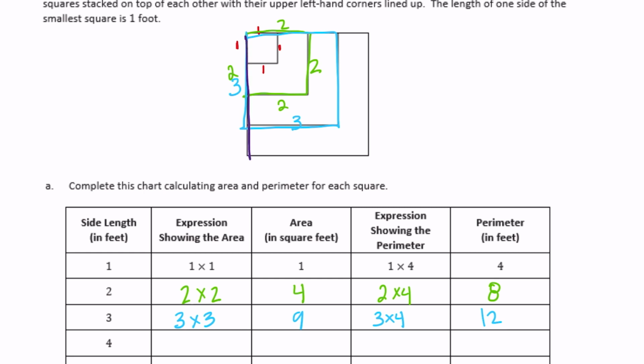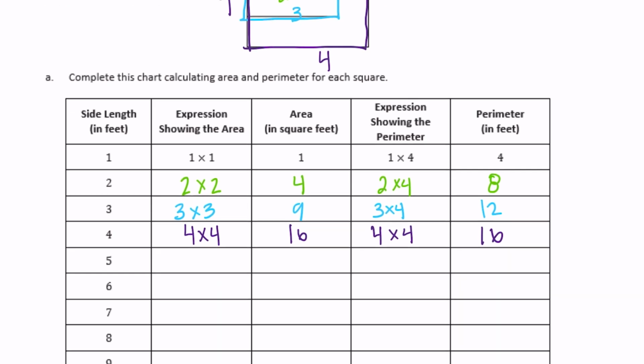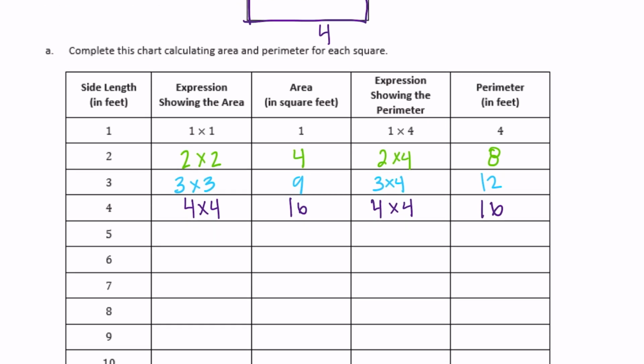So then let's do the next size, which is 4. So this one's 4 by 4. So the area is 16. The perimeter, if it's 4 all the way around, we have 4 times 4, so the perimeter is also 16. So now let's keep going without the images. If we had a 5 by 5 square, the area would be 25. And then the perimeter, each side is 5, and there are 4 sides, so the perimeter would be 20.